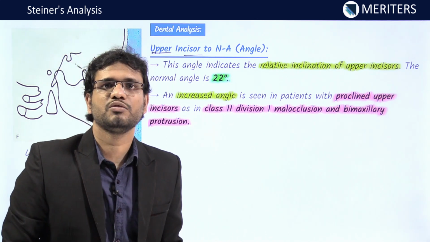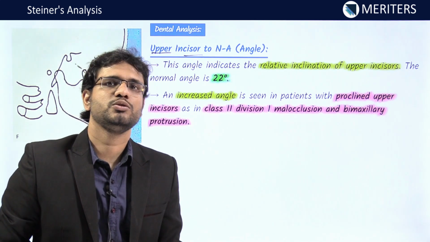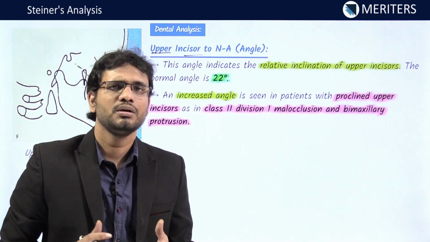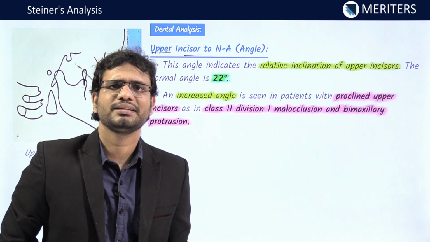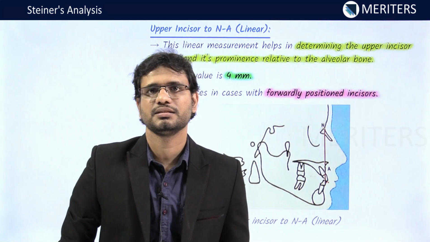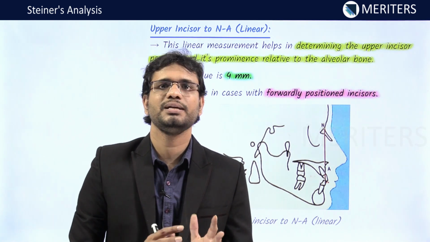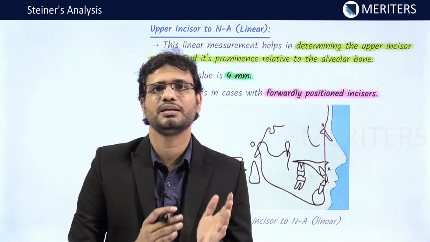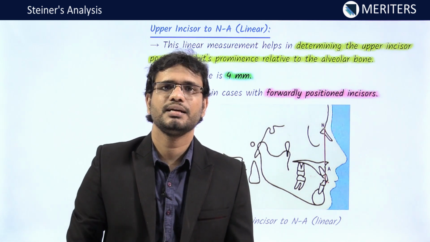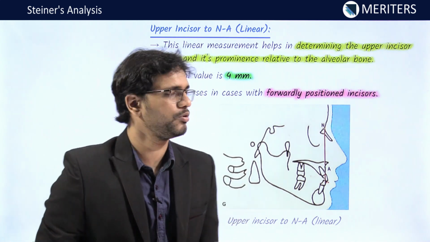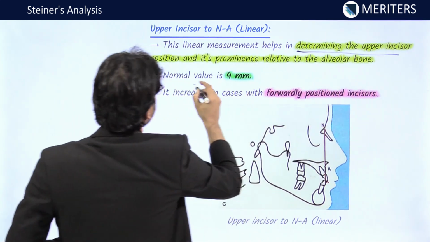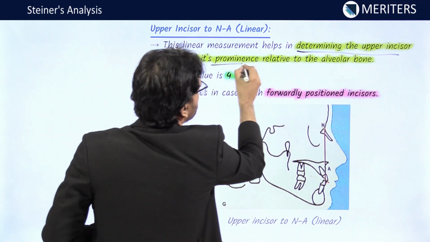So an increased value of the NA angle will tell you about proclined incisors, which can be seen in class 2 division 1 or in bimaxillary protrusion. Now the next dental parameter is the upper incisor to NA line. It is a linear measurement that measures the relationship of the alveolar bone and the proclination of the central incisors in relation to the alveolar bone.